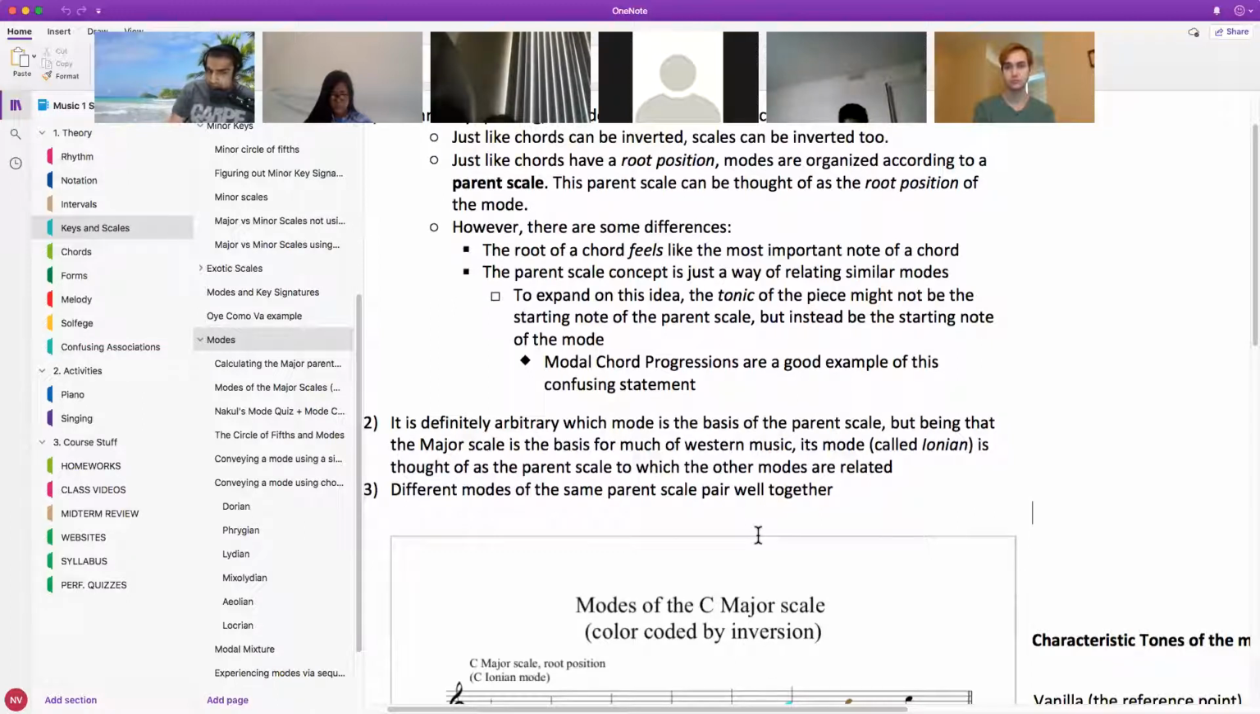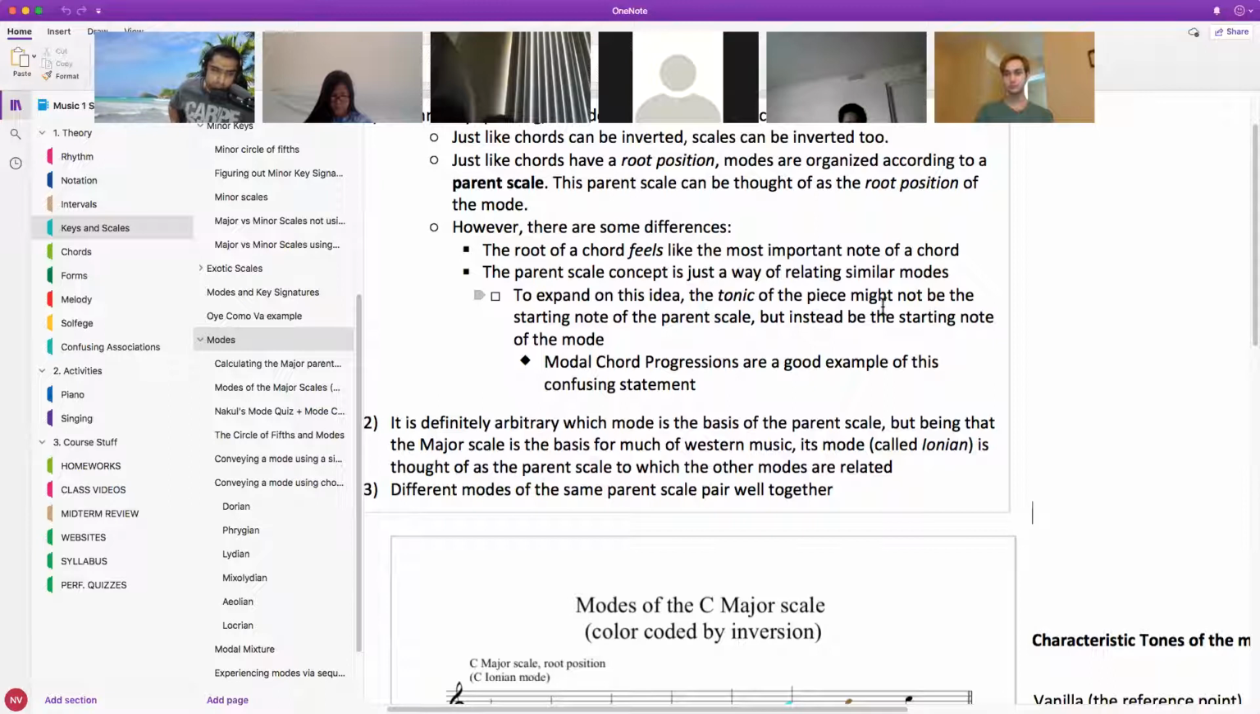To elaborate on that, the tonic of a piece might not be the starting note of a parent scale, but might be the starting note of the mode. So tonic is another concept. Tonic is what feels like home to you, okay? Now, in a very rigid way of thinking, people might conflate tonic with the parent scale, but that's not really giving justice to the full capability of the modes.